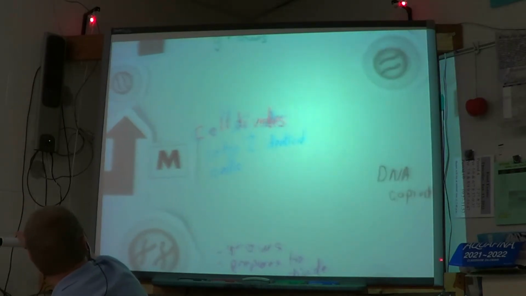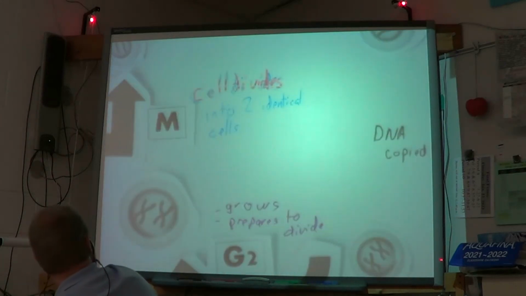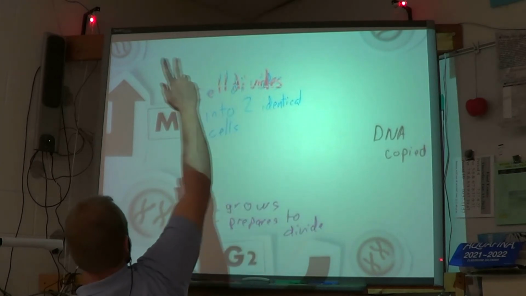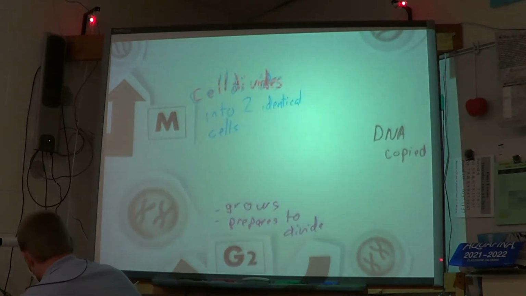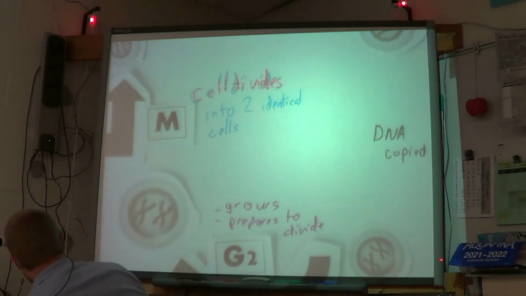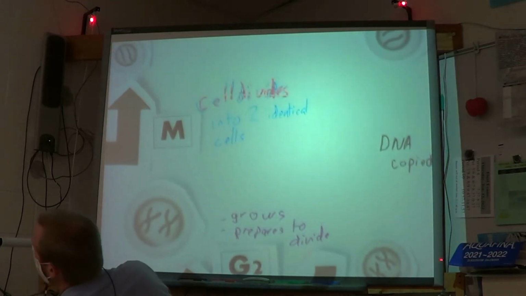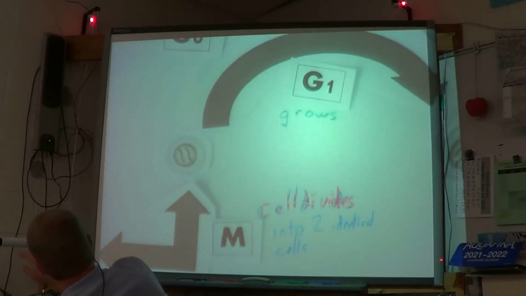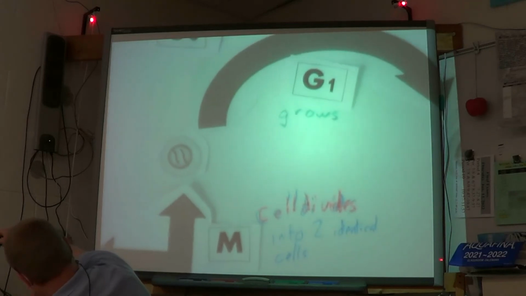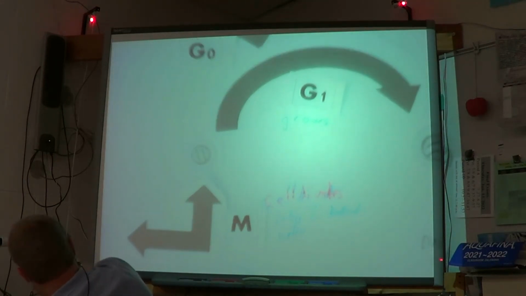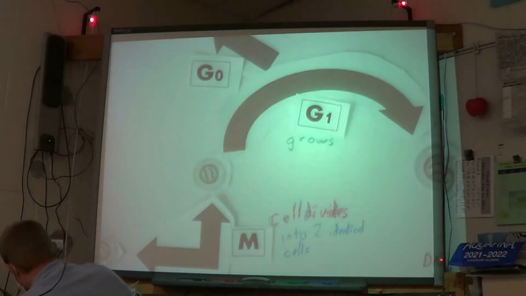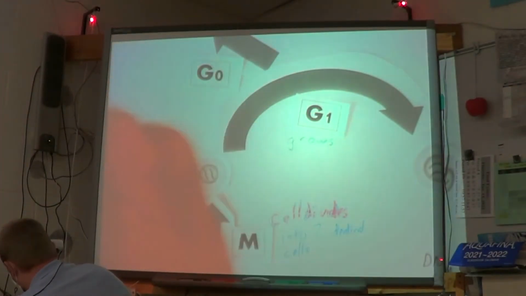Alright, so during M phase, the cell divides into two identical cells. During G2, the cell grows and prepares to divide. During S phase, the cell DNA is copied. And then the last thing that we haven't labeled so far is G0. Okay, so G0, I'll go back to purple.